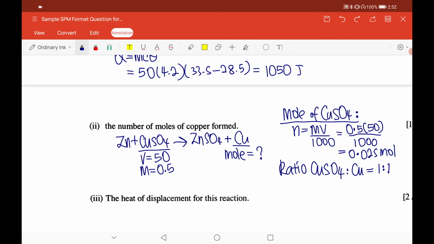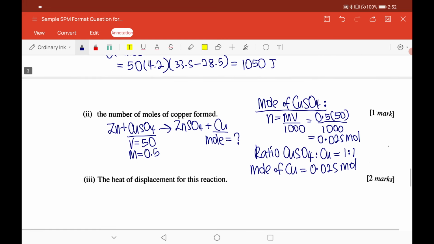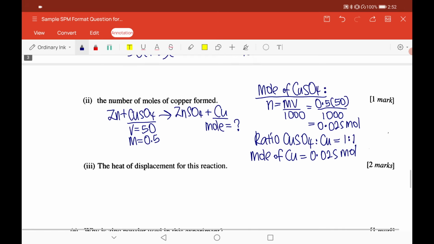So let's do it. The mole of the copper is exactly the same as the copper sulfate, which is 0.025. So now we get the answer already. It's not very hard, but just do it slowly and carefully. Okay, so now we are done.